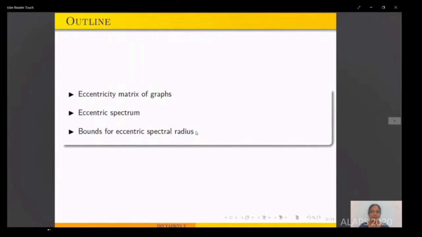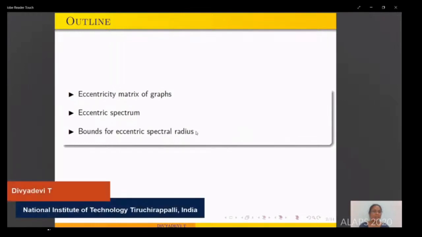Given a graph G, we can associate a matrix related to G. Such well-studied matrices are the adjacency matrix, distance matrix, Laplacian matrix, etc. These matrices have been studied and applied widely. Similar to this notion, the eccentricity matrix was introduced. Let us begin with the definition.